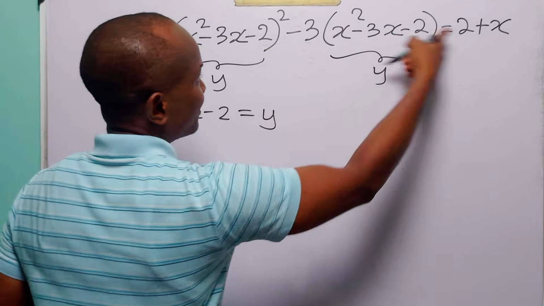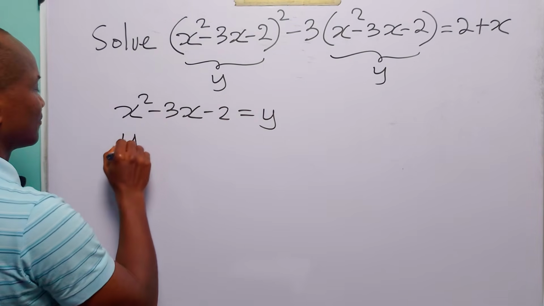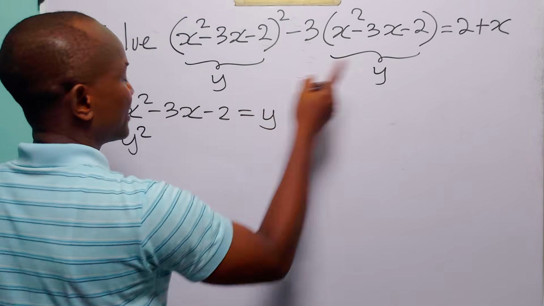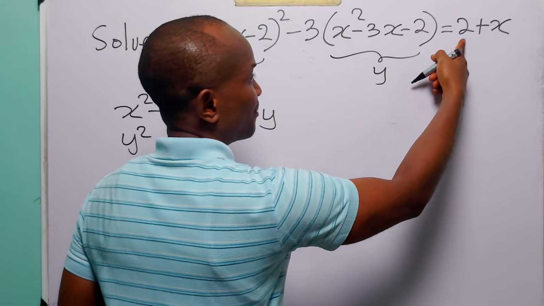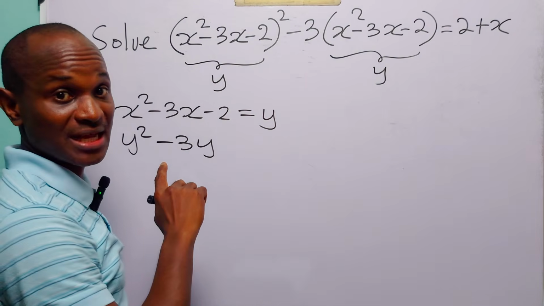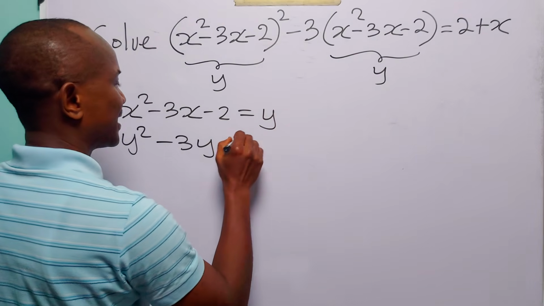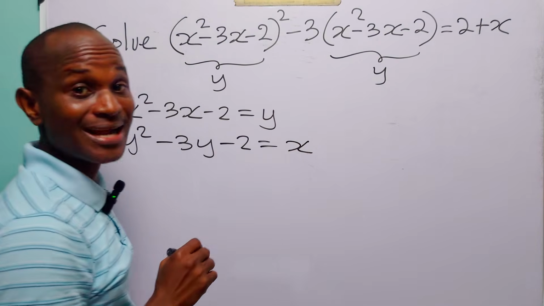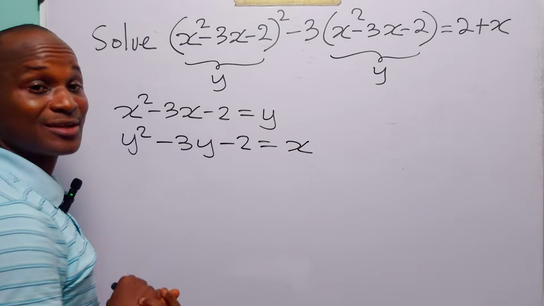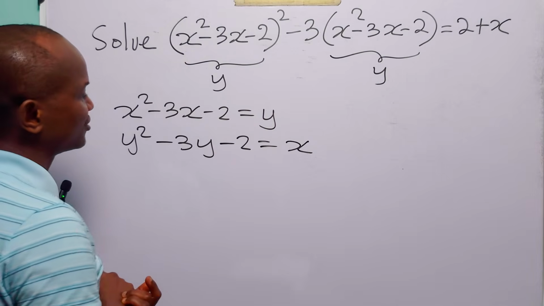And from the original equation, you can see that y squared minus 3y. Now let us move from the right hand side over to the left hand side. Of course, plus 2 becomes minus 2 and we are left with x on the right hand side. Now you can see that we have a system of two symmetric simultaneous equations.